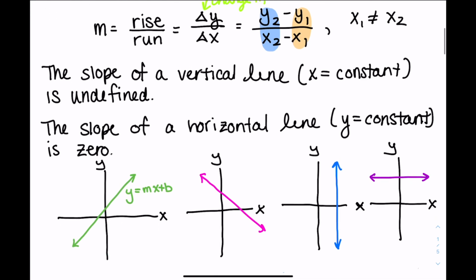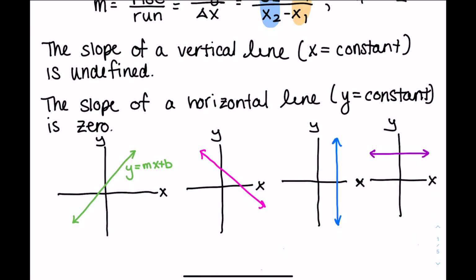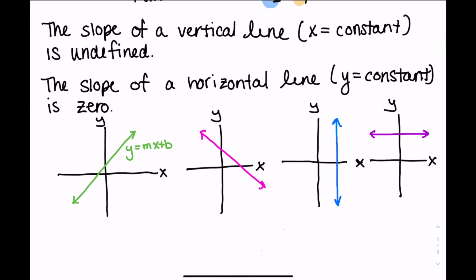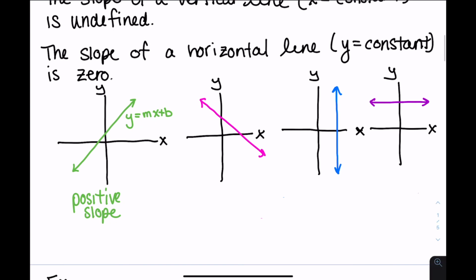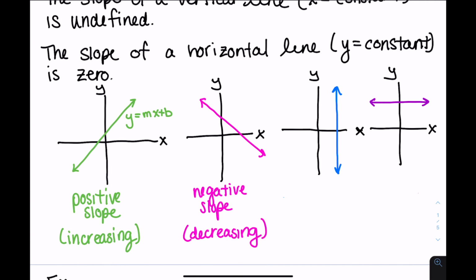So let's look at all these different possibilities. Here's all our different possible outcomes for lines. So in the first case, you have a positive slope because your y values are getting larger and larger. So if you think of it in our terminology we learned last time, this is always going to be increasing. In the pink case, the y values are getting smaller and smaller and smaller. So this has negative slope, so it's going to be decreasing.